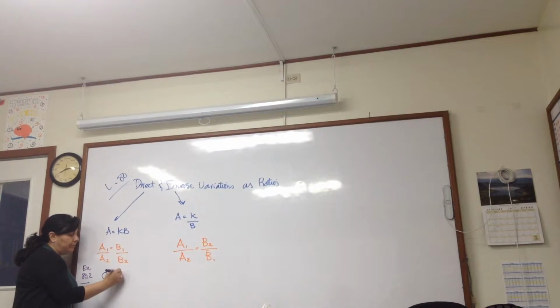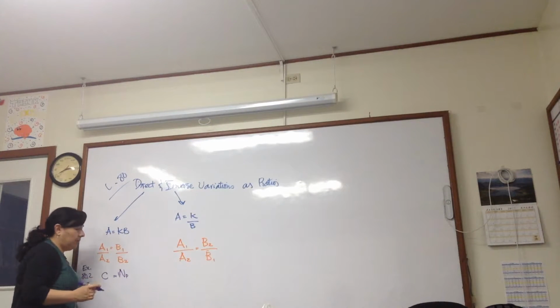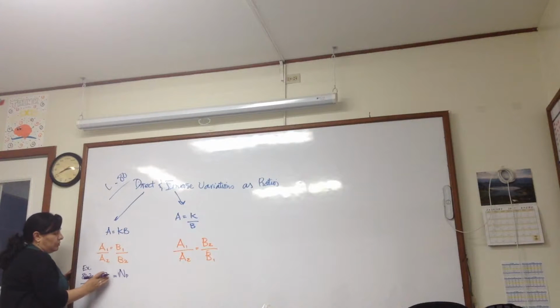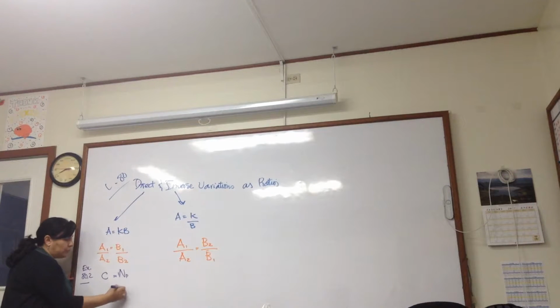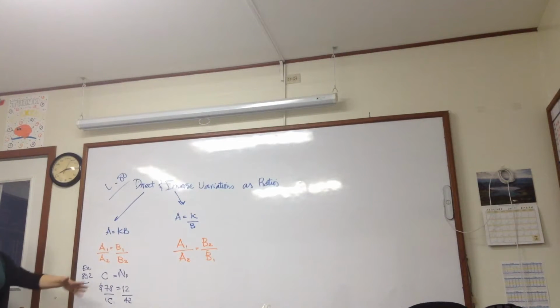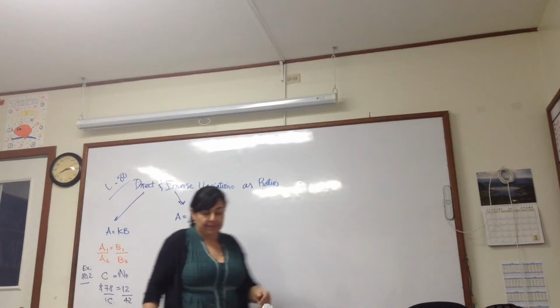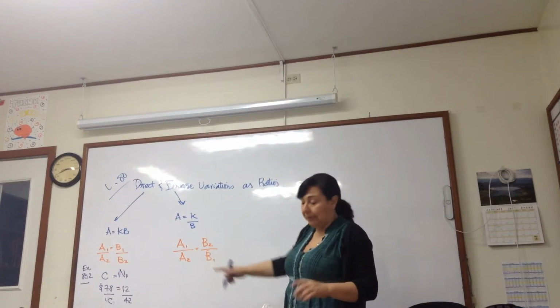So I'm going to put K over B. K times number purchased, okay? If 12 can be purchased for $78, 12 over 78. How much would 42 cost? These are dollars, right? I'll put C for cost, and then you just find C. This is direct. Fine. That's easy. I'm not going to solve it. You know how to solve it, right?